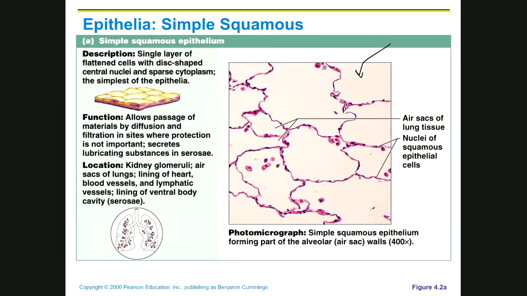There's a description, so there's our description. There's a diagram of it, so we get an even better view. And then here are the functions and the locations. So basically everything you need to know about this tissue is in this box. But let's look at it. Let's look over here at the picture.